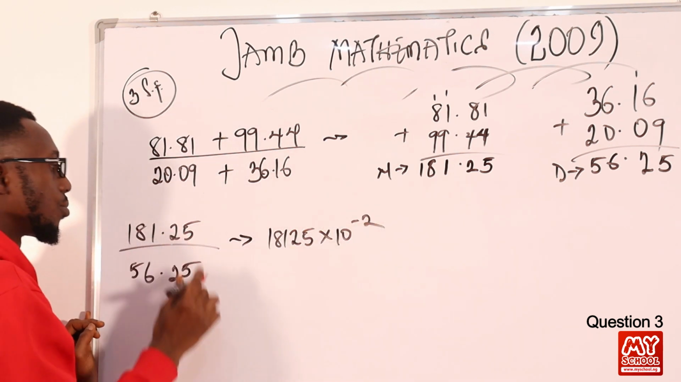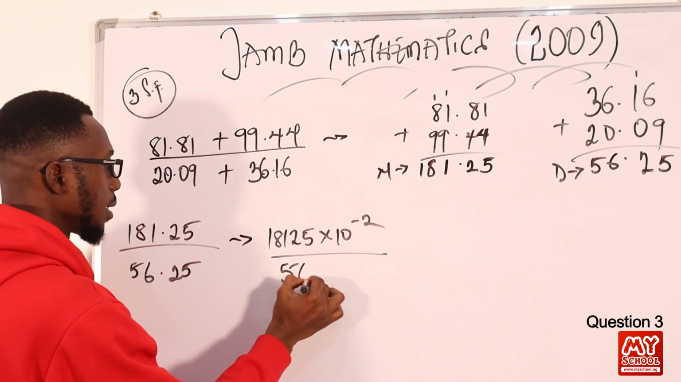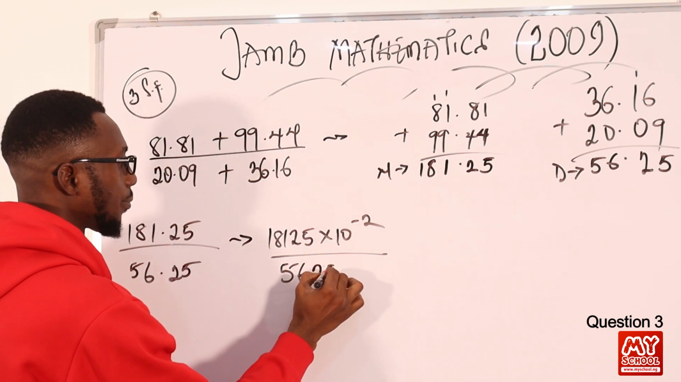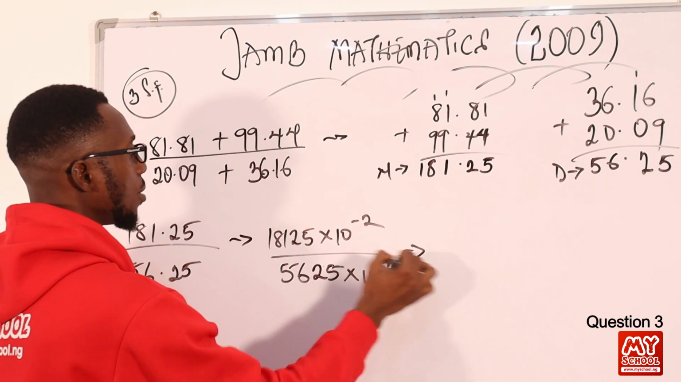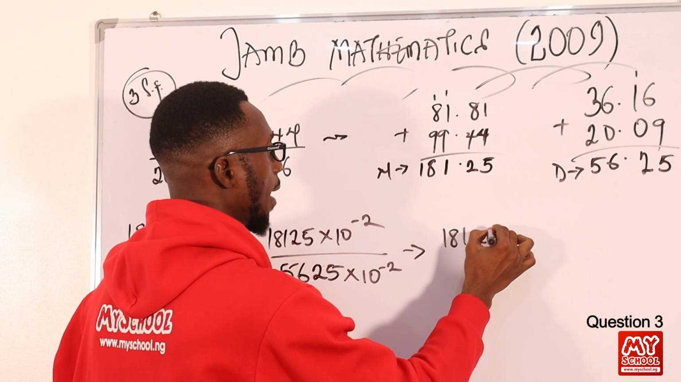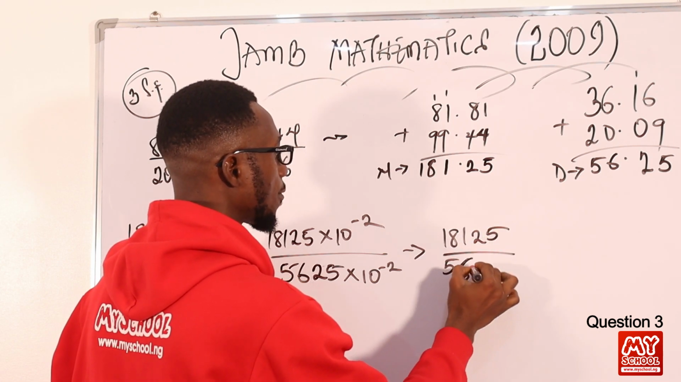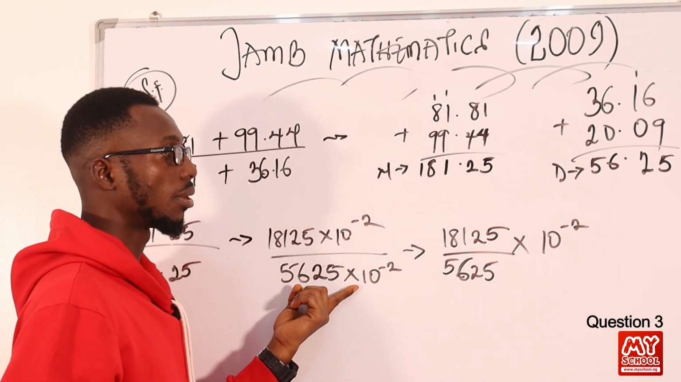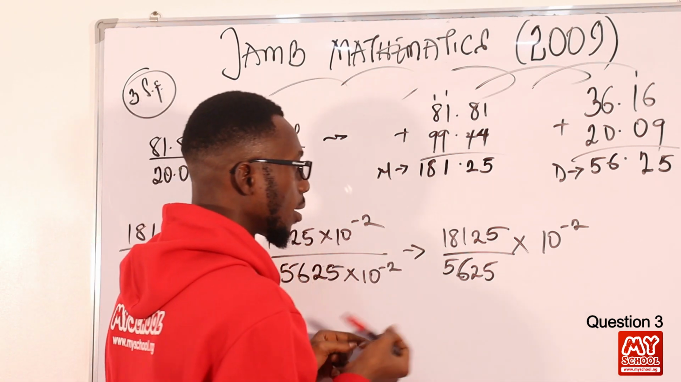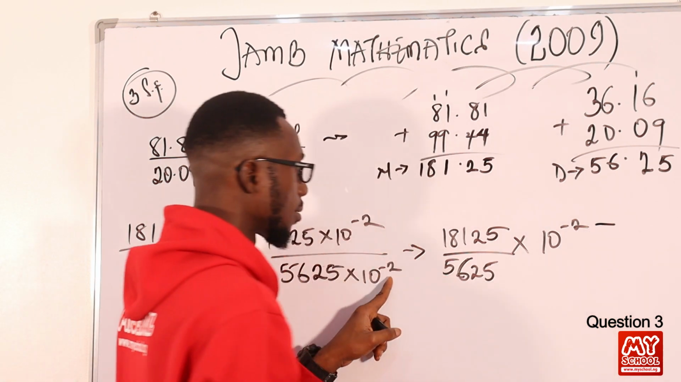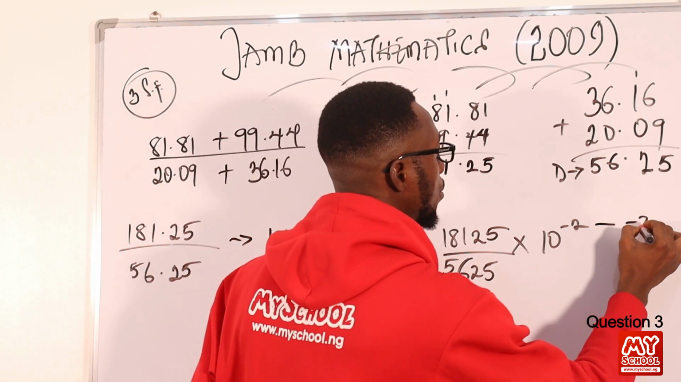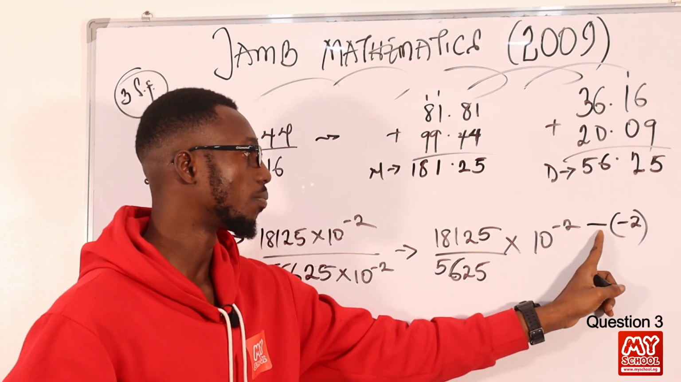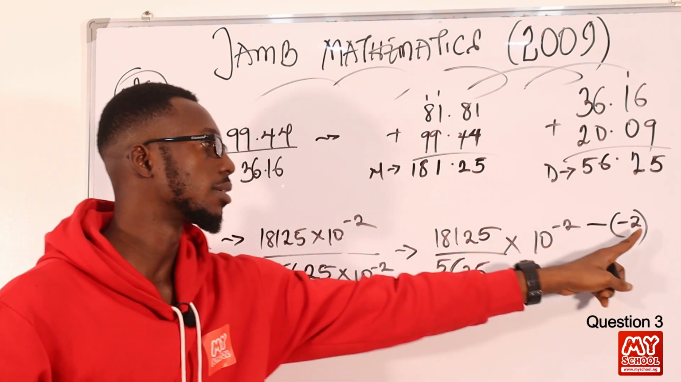Okay, you can see from here 1, 2. Then I have over 56.25. Or rather, we are removing the decimal points because we are switching this as well, times 10 raised to power minus 2. So I should have 18125 over 5625. This is for the numerator, 10 raised to power minus 2. Then for the denominator, it's going to be minus 2. This all over means divide, so divide changes to minus.